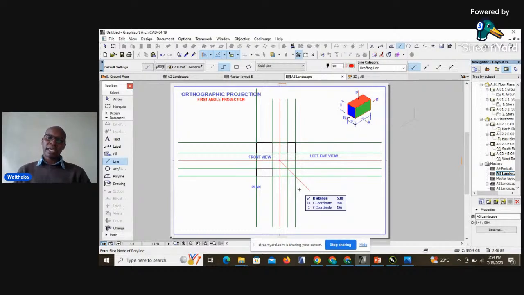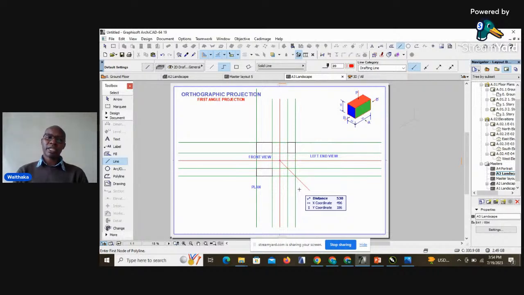It's important to understand how the left and right end view behaves in first angle projection, because when we move to third angle projection, we will see a difference in how the views are organized in terms of the left end view and the right end view, and even the plan.